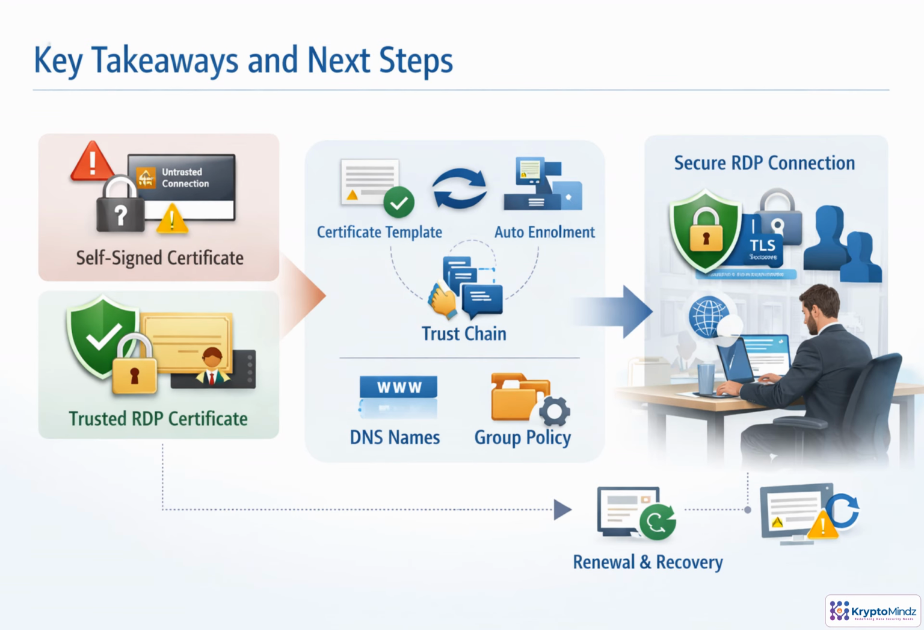You've seen that self-signed RDP certificates encrypt traffic, but don't provide strong domain-level trust. By issuing proper server auth certificates, matching DNS names, and enforcing settings with group policy, you get predictable, secure RDP. In the next module, we'll extend these concepts to user and computer certificates, renewal, revocation, and CA recovery.